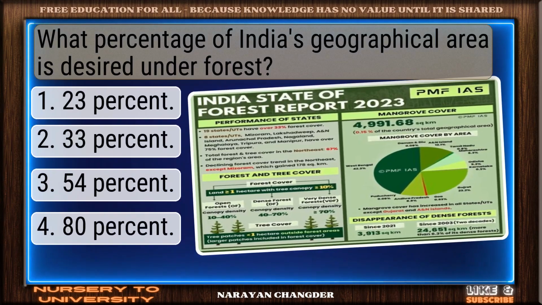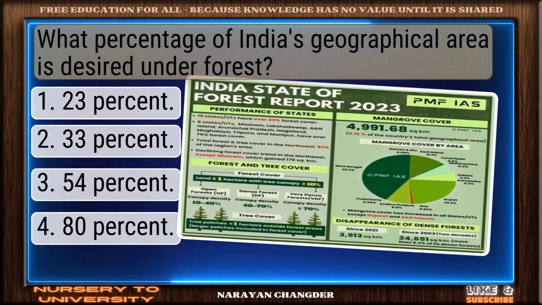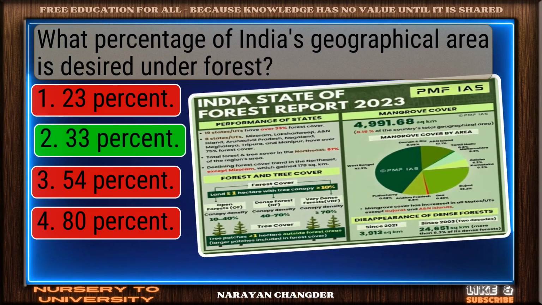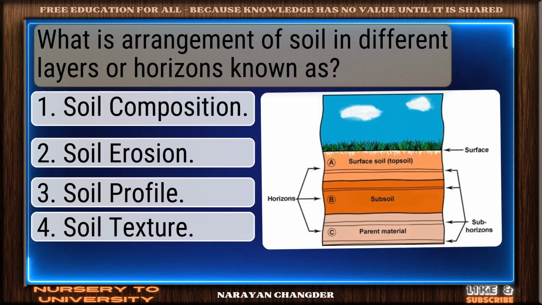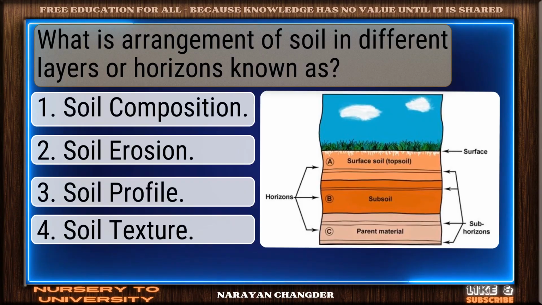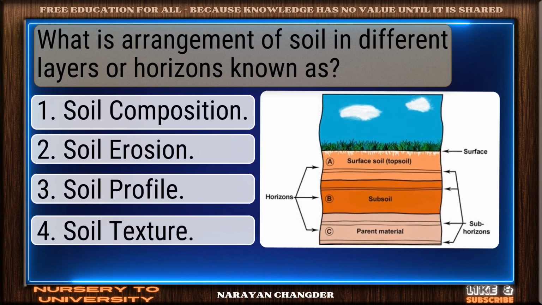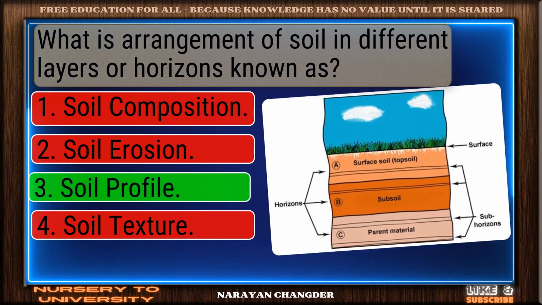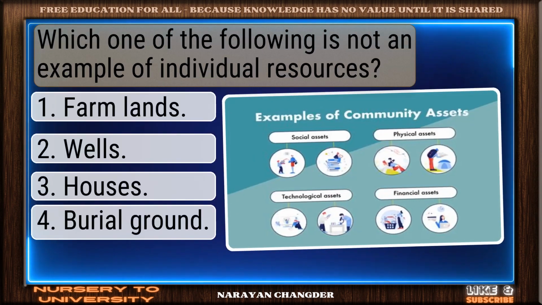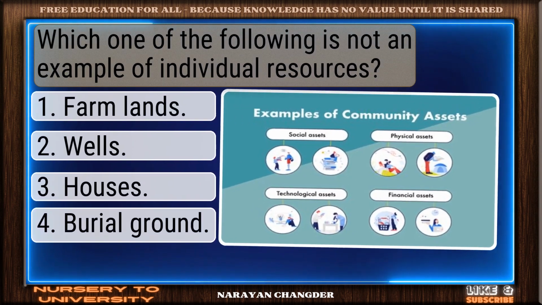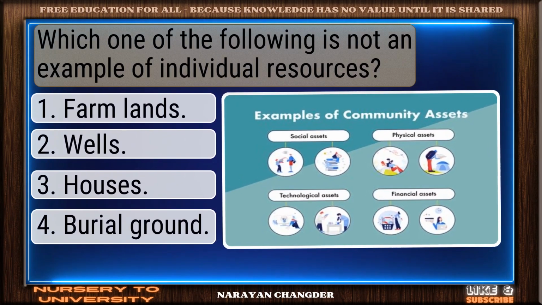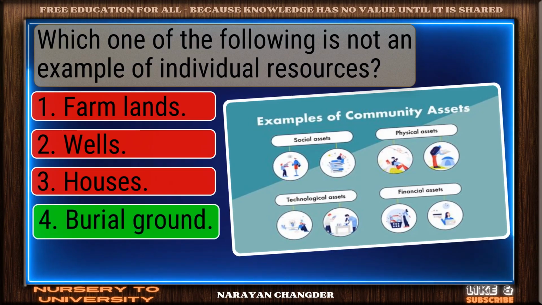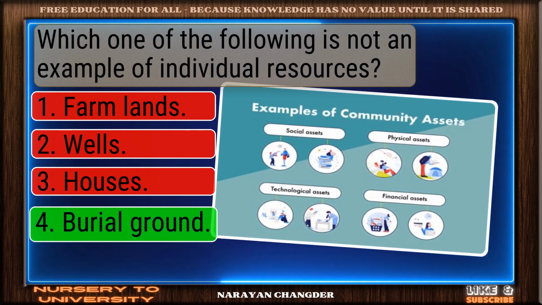What percentage of India's geographical area is desired under forest? Correct. 33% is spot on. What is arrangement of soil in different layers or horizons known as? Perfect. Soil profile is the one. Which one of the following is not an example of individual resources? Strong choice. Burial ground is right.